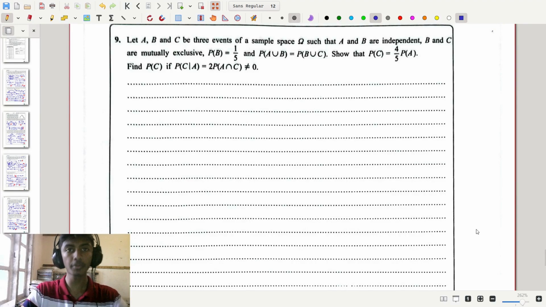2025 A-Level Combined English Paper 2 Part A question number 9. This question has to do with probability and is actually quite easy.